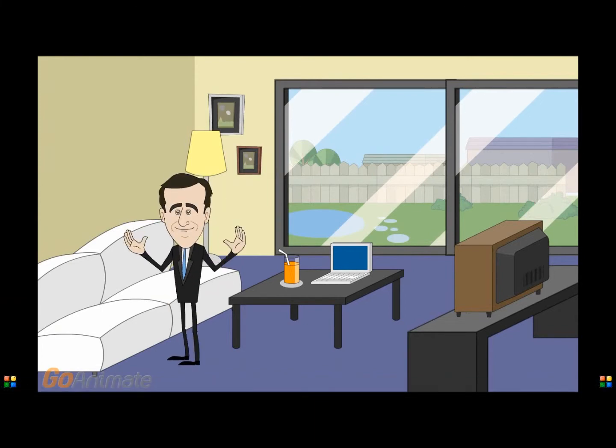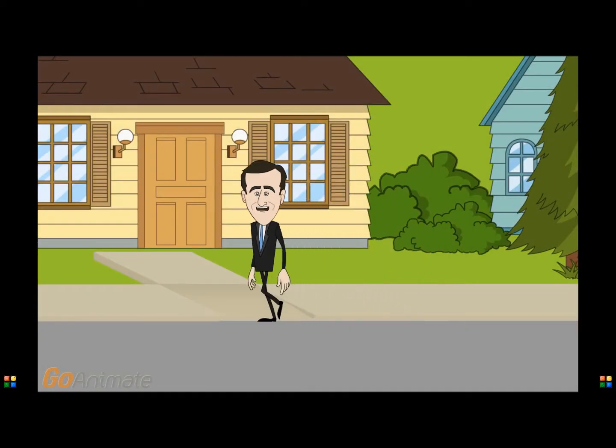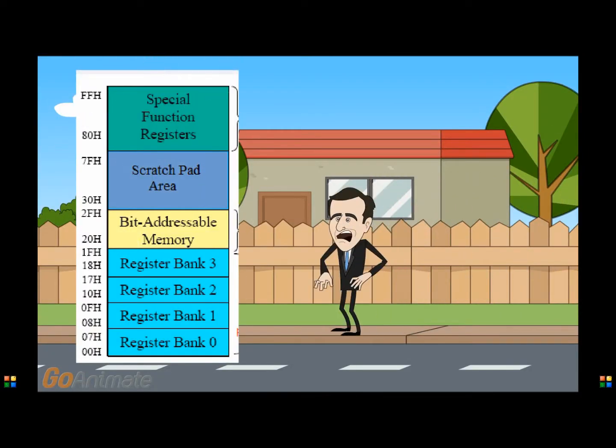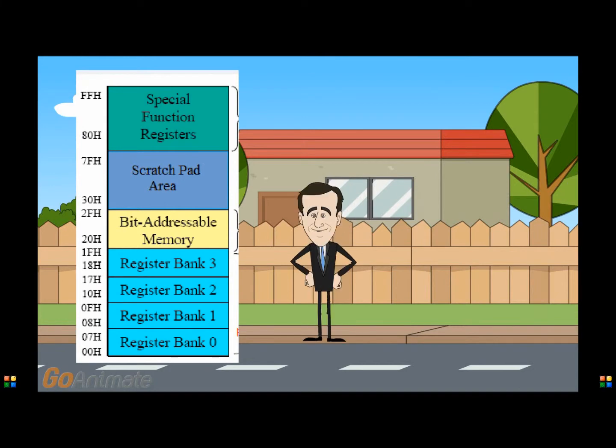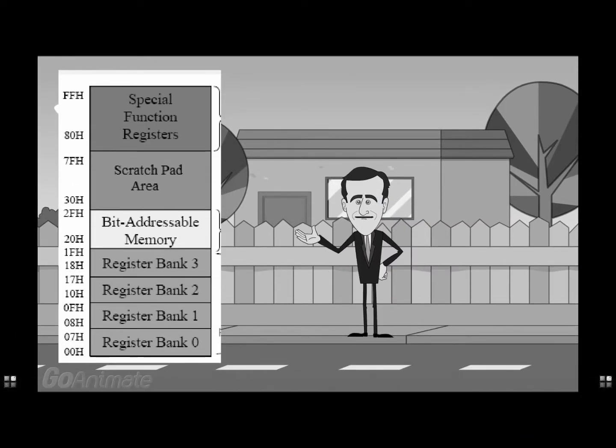Oh yes, we have to discuss SFR registers. Before we move on to SFR, let's first talk about general RAM memory and registers. Oh yes, this is what I was actually talking about. What you can see here is the 128 bytes of internal RAM of the 8051 architecture. Here you can observe register banks, some space for bit addressable memory used for storing bit variables, and at the top a scratch pad area.